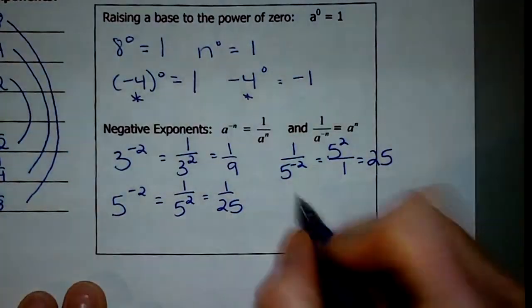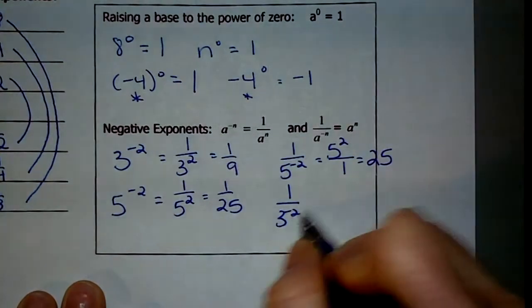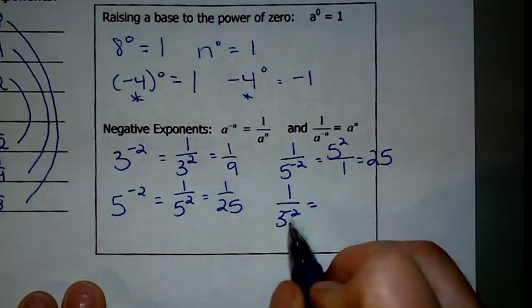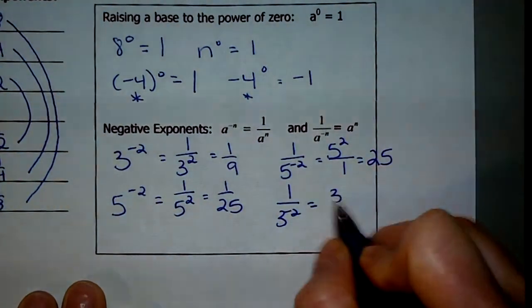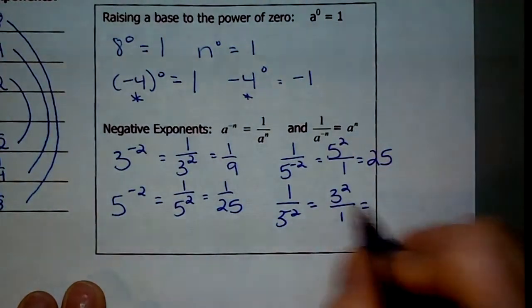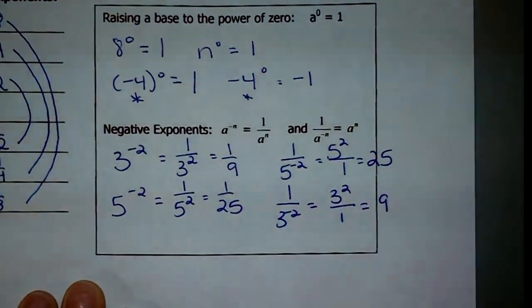Let's do one more of those. Let's say I gave you 1/3 to the negative second power. I'm going to push it through the car wash we talked about in class. I'm going to push this up, take the reciprocal. So this is the same as the reciprocal of 3 to the positive second power. So 3 squared is 9, 9/1 is 9.